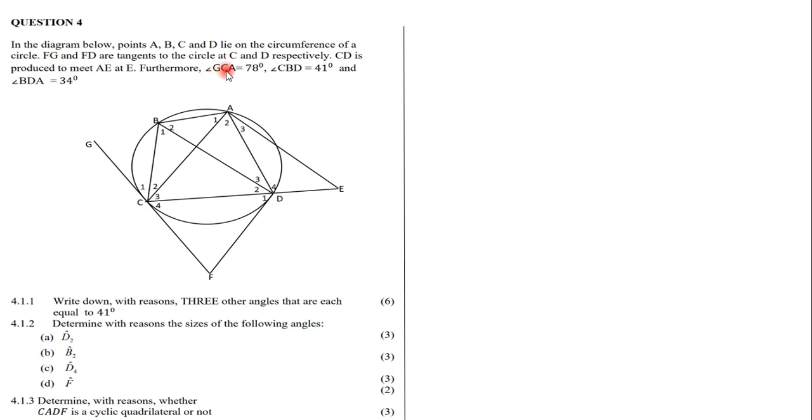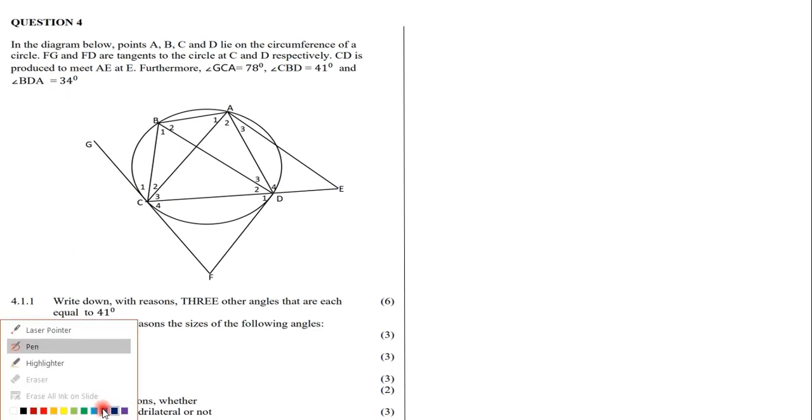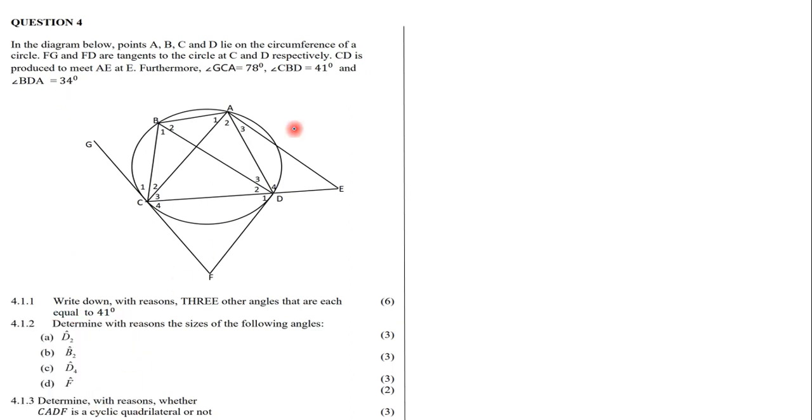Furthermore, angle GCH is equal to 78 degrees, angle CBD is equal to 41 degrees, and angle BDA is equal to 34 degrees. Now, what I've just done is read all of that, and I know that it is a lot of work, right? That is why I'm going to teach you how to dissect all that information and write it into information that is going to work for you.